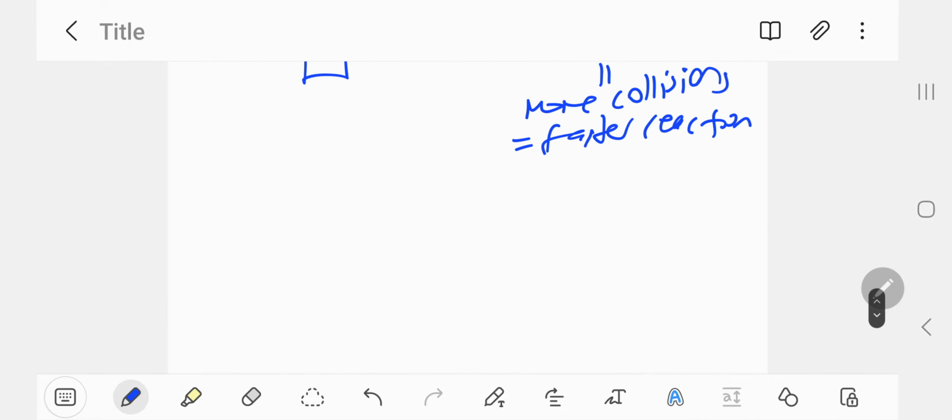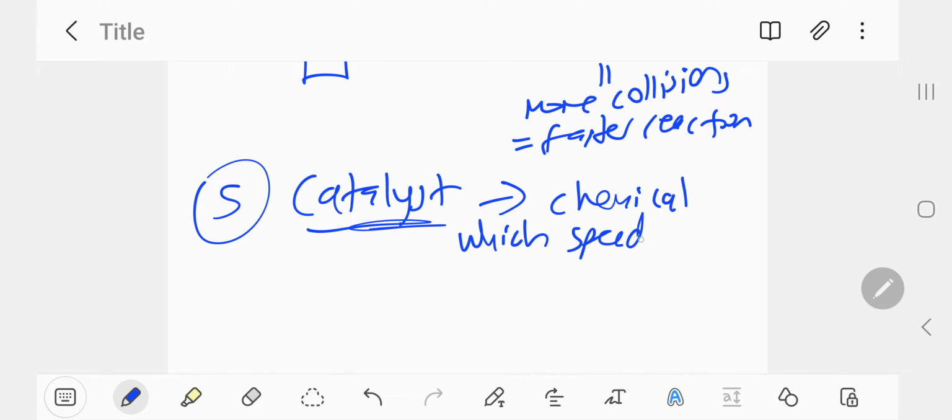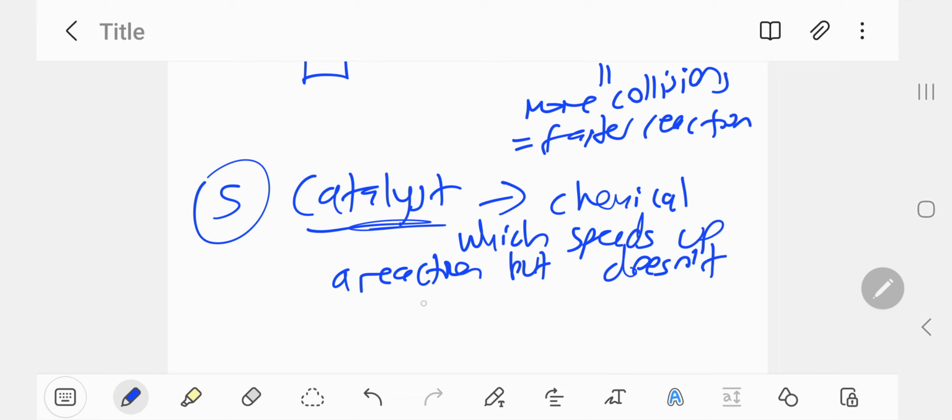So that's number 4. Number 5, the fifth and final way to increase a chemical reaction is to use a catalyst. A catalyst is just a fancy way of saying chemical. So it's a chemical which speeds up a reaction but doesn't get used up. So it's like a spectator. It just goes in, let's suppose it's a special forces officer, goes into a room, does what they need to do, and then gets back out, okay?